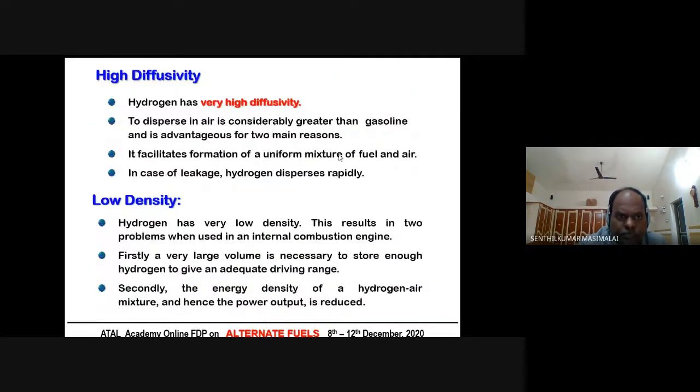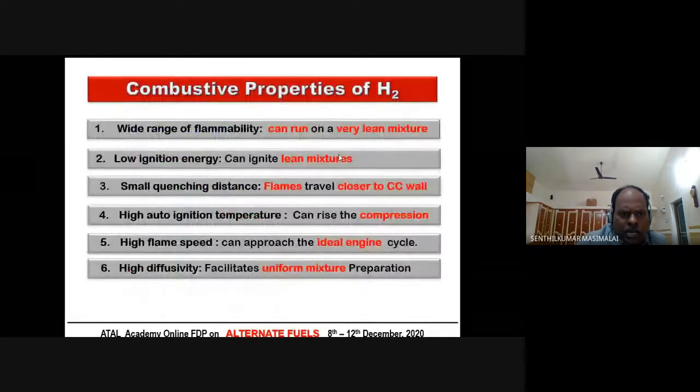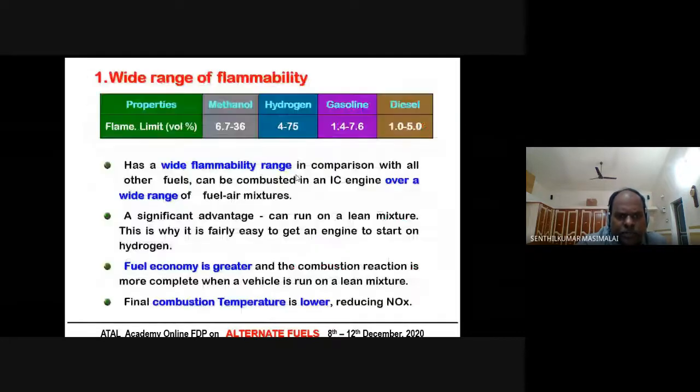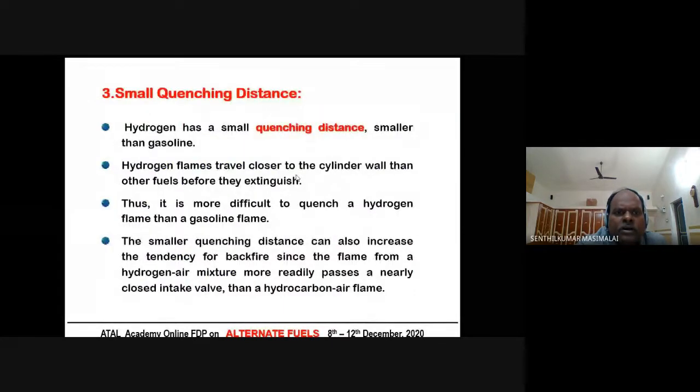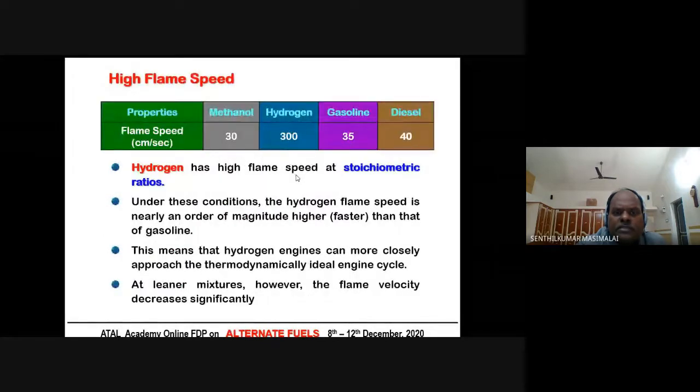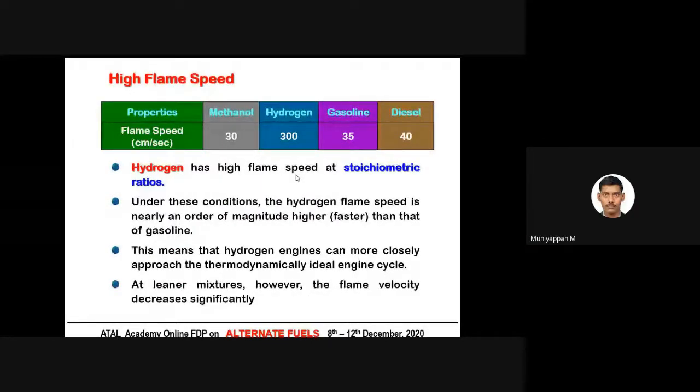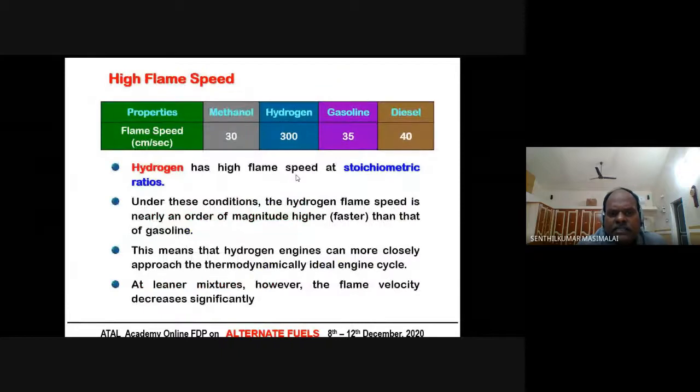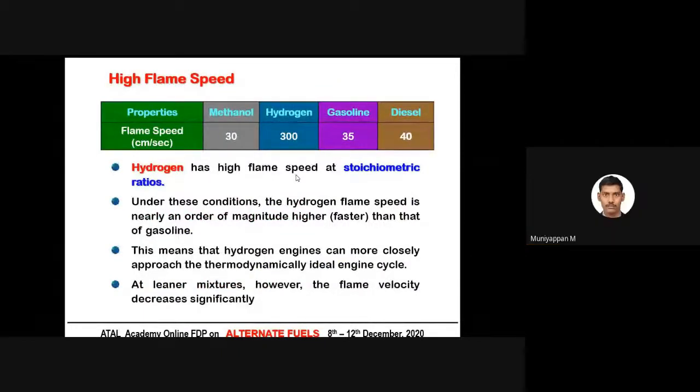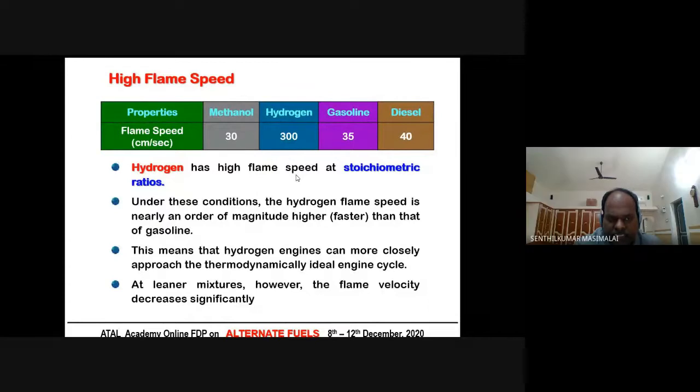So the next property I can tell you: low ignition energy, small quenching distance, high flame speed. I think I discussed the flame speed, right? So the next property is the high flame speed.